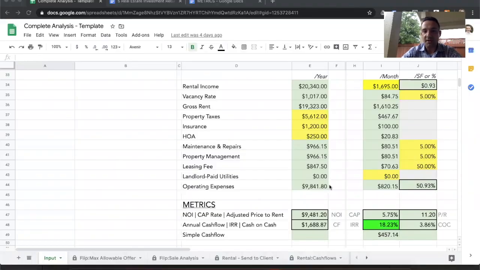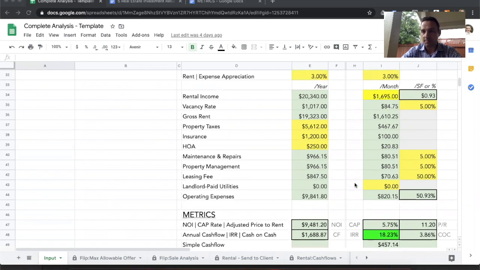All right, so what we have here is our investment property analysis spreadsheet, which is a basic profit and loss statement for the property for a year. So here we've got our rental income, our vacancy provisions, our operating expenses, so your property taxes, your insurance, homeowner association, property management, leasing fees, and so on.